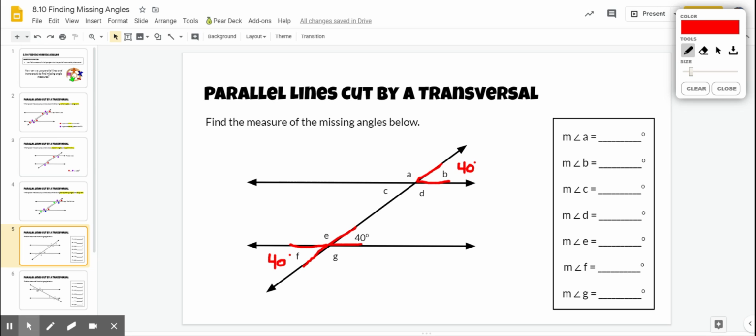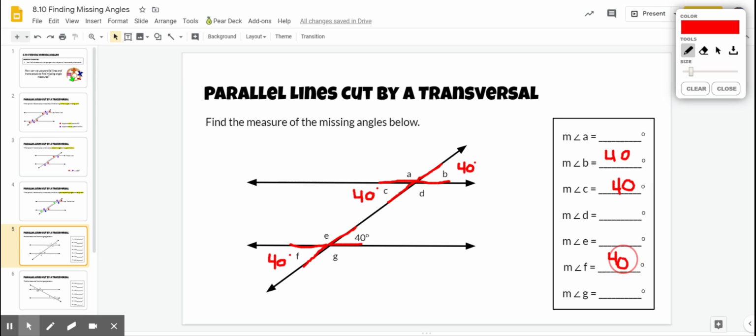Here I had angle F, so let's figure out which one is corresponding to angle F. So we come up to the top, I trace this angle here, angle C, which corresponds to angle F, so I know that that is also going to be 40 degrees. So now I'm going to go in here and add my 40 degrees for angle B, 40 degrees for angle C, and we said that angle F was 40 degrees.